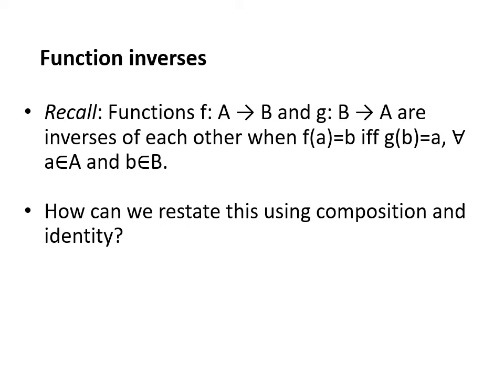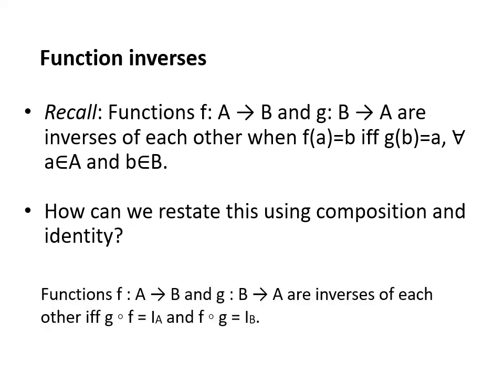Okay, recall that functions f and g are inverses of each other when f of a is equal to b if and only if g of b is equal to a. So how can we restate this using composition and identity? Let's see. We can say that functions f and g are inverses of each other if and only if g composed with f is equal to identity function and f composed with g is equal to identity function.